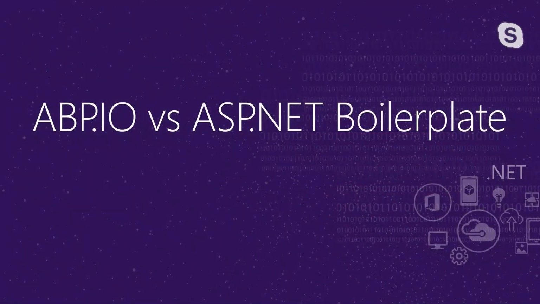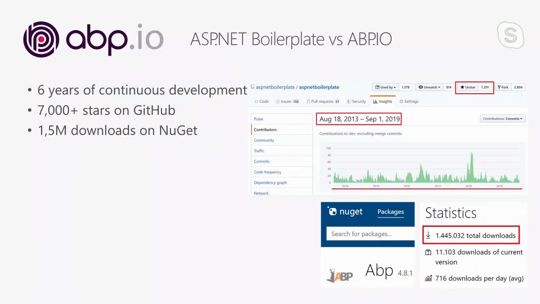ABP framework is not a new project actually. It's the successor of the ASP.NET Boilerplate framework. ASP.NET Boilerplate has been around for 6 years. It has more than 7,000 stars on GitHub and 1.5 million downloads on NuGet. It is being actively used by tens of thousands of developers around the world.